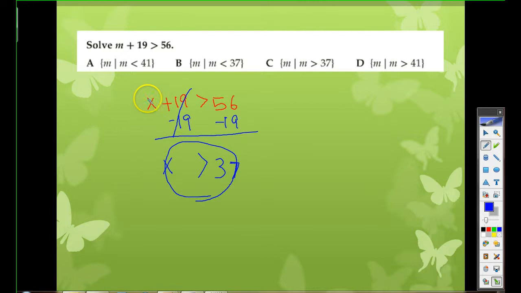Oops, that's actually an M, wasn't it? This was an M, and this was an M. Sorry, guys. So M is greater than 37. So you have your choices here. I see the two 37s, and the sign is greater than. So the answer is C. So M such that, that's all numbers, natural numbers M, such that M is greater than 37.